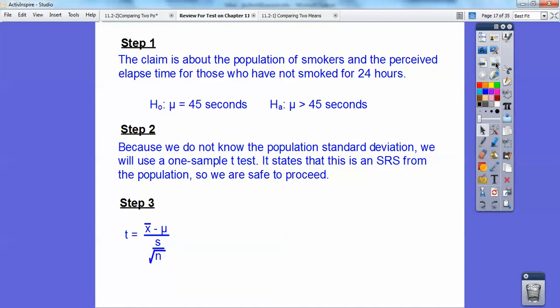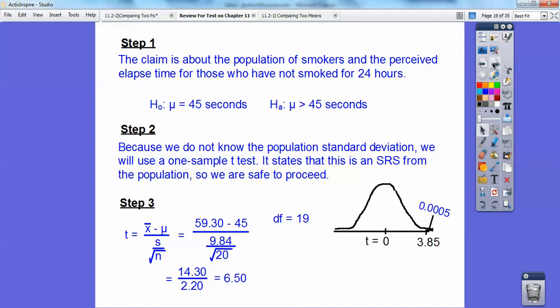Okay, so step 3, go ahead and carry out your t statistic. This is my formula: the sample mean minus the population mean, divided by the sample standard deviation over the square root of your sample size. Okay, so plug all that information in and I get 6.50. That's what t equals. Okay, so since n was 20, my degrees of freedom is 19.